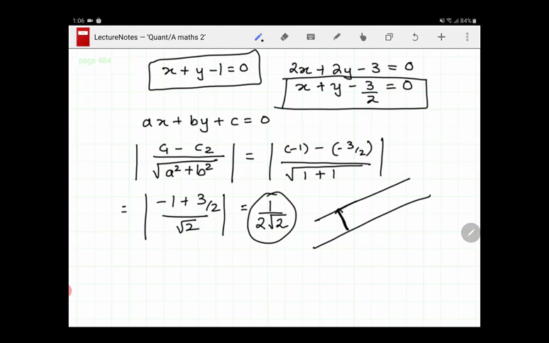So when I form a square between these two parallel lines, the length and breadth will be the same. So the area will be given by 1 upon 2 root 2 multiplied by 1 upon 2 root 2, which is equal to 1 by 8. So the area of the square which is formed between these two parallel lines is 1 by 8.